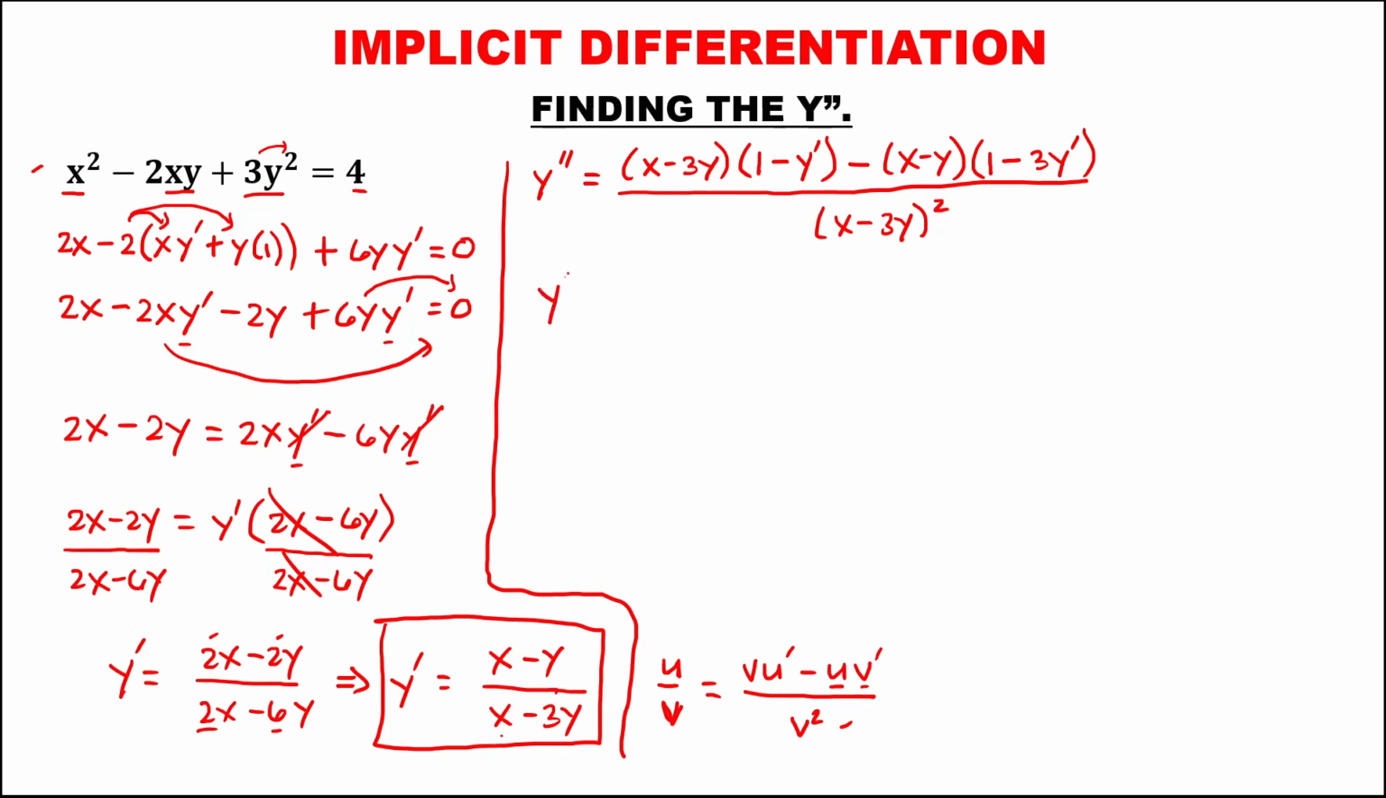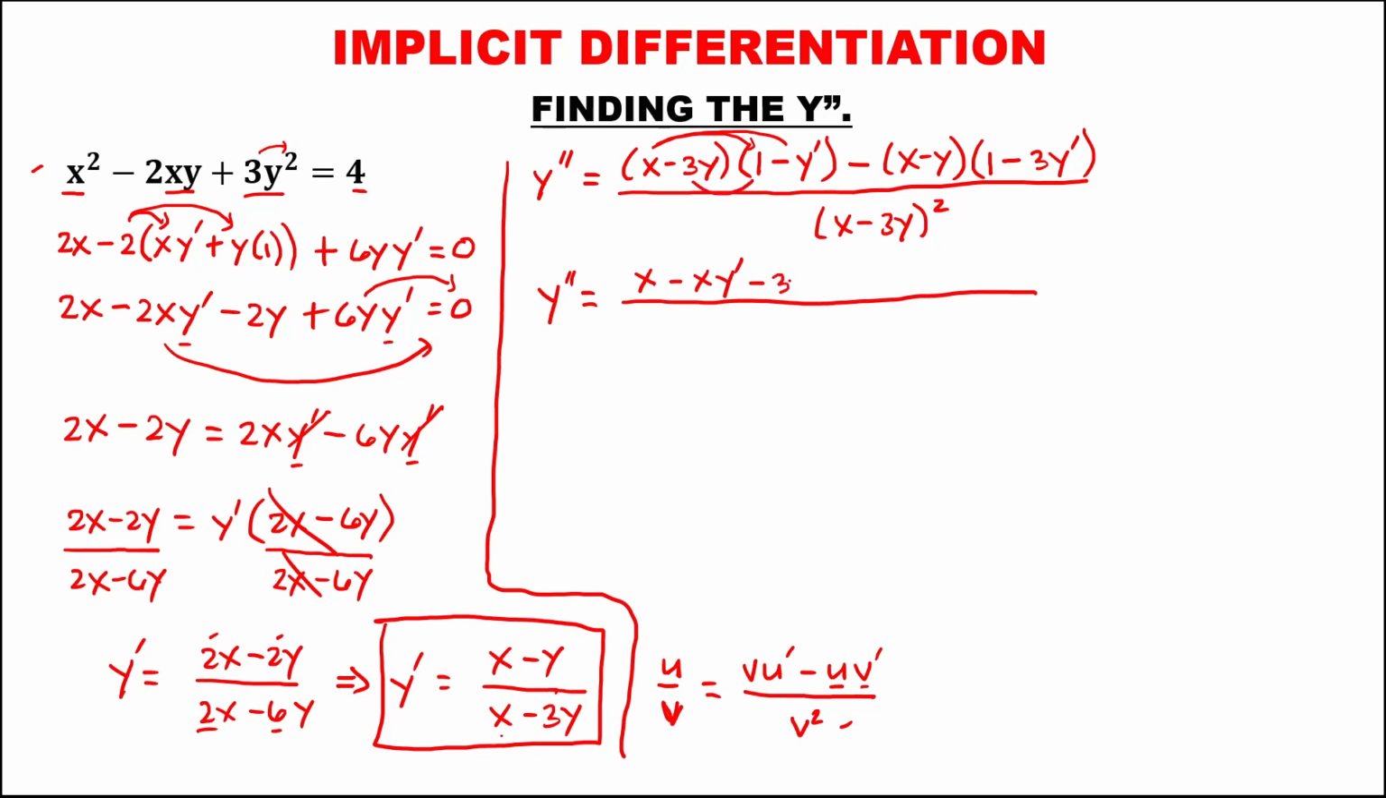Then to simplify, so we have y double prime, or the second derivative. So multiply, this is x. Then multiply, so negative x times y prime.